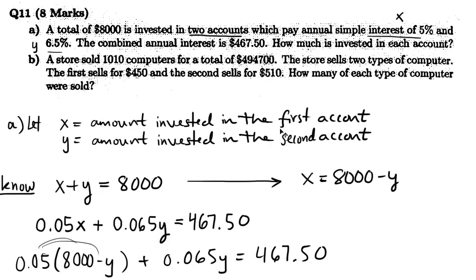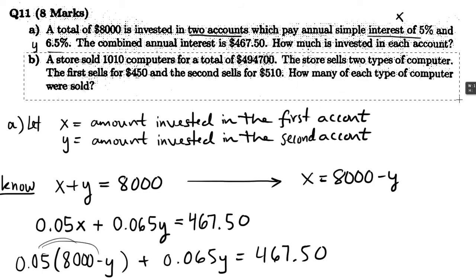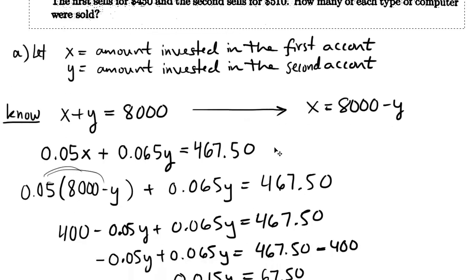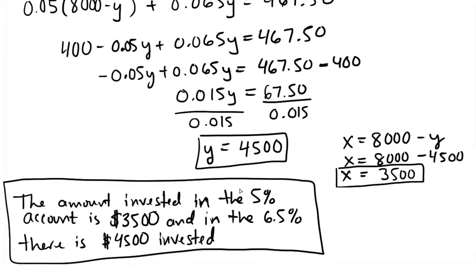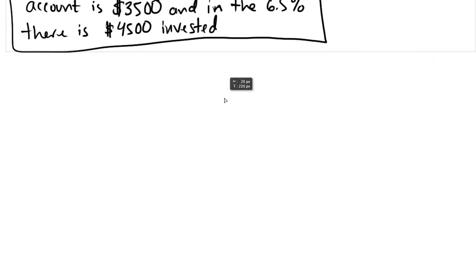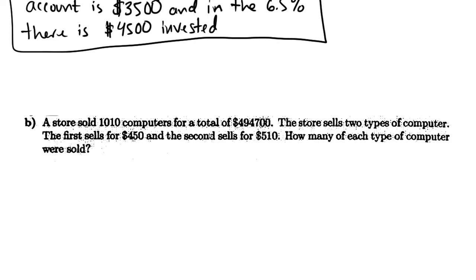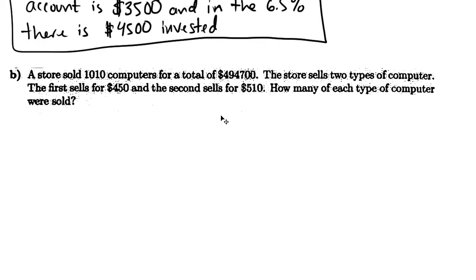I'm just going to recopy this down here so we don't have to flip back and forth. Notice this one's talking about the store selling two different kinds of computers. So right away I'm thinking, let X be the number of the first computers sold, and Y is the number of the second computer sold. I'm not sure if I'm right, but that's just my first guess without even reading the problem. So let's take a closer look at it.